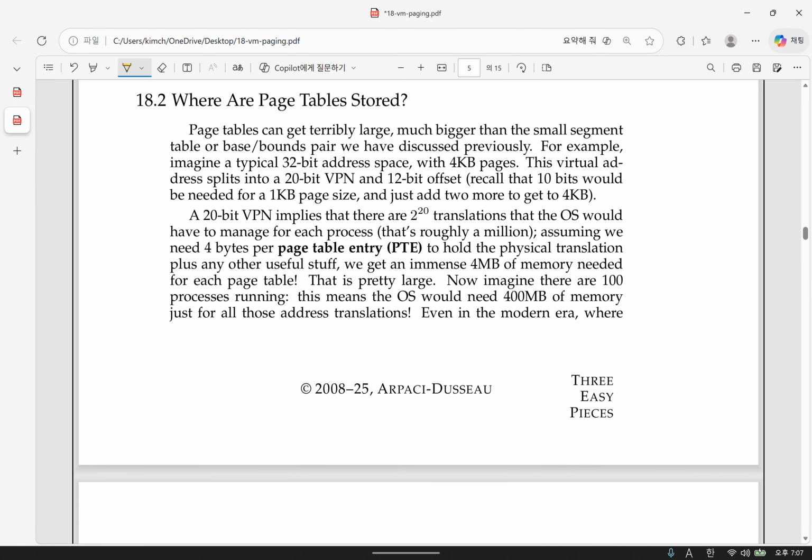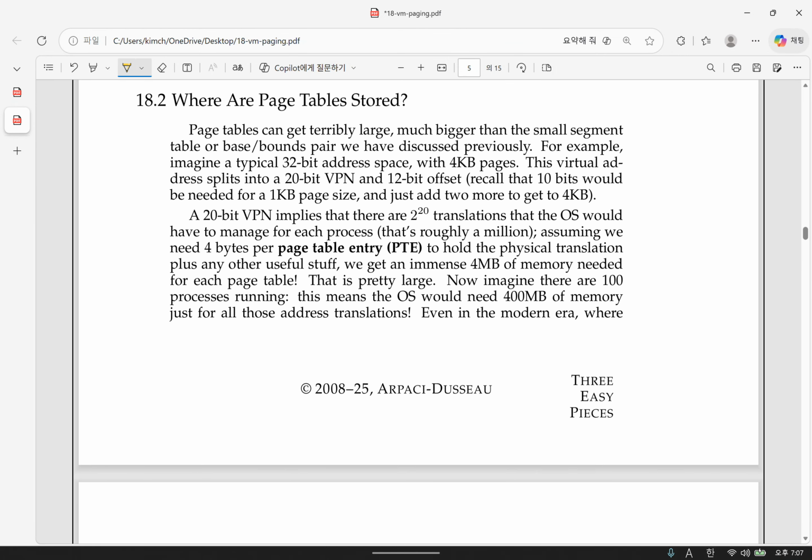So page tables can get terribly large, much bigger than the small segment table or base bound pairs. I mean, with base bound pairs, each process just has one pair, so the total can be as large as the number of processes, which is pretty small, to be honest. And the base and bounds are like hardware registers.